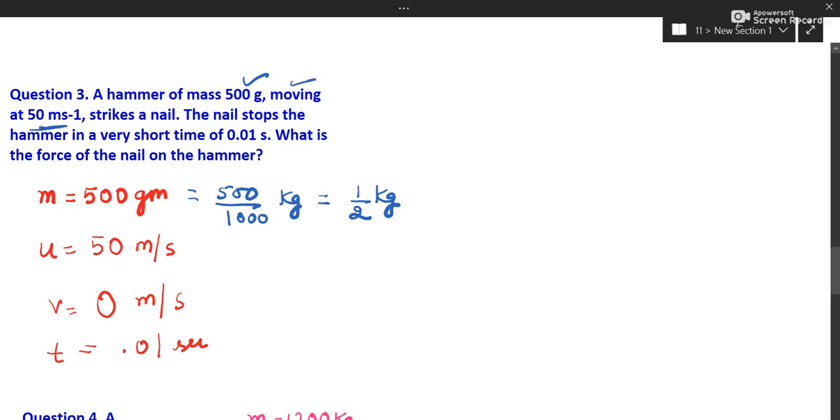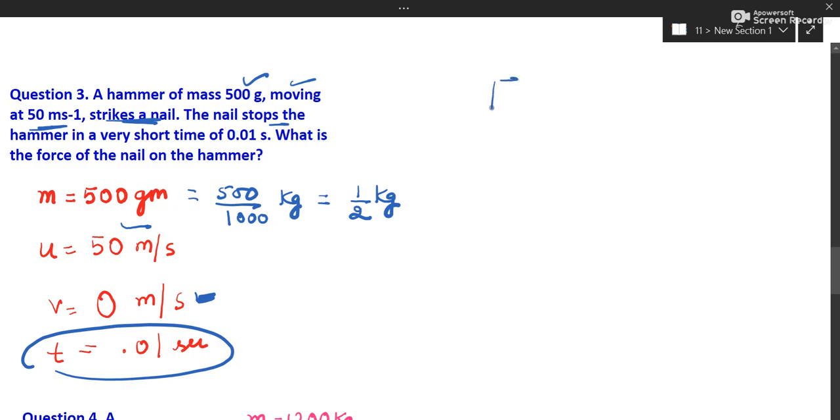Moving with this velocity strikes a nail. So this is initial velocity. The nail stops in a short time. This much is the time. So final velocity is 0. It stops. What is the force? Time is given. This is time. You can see here. Right. We have to find out the force.